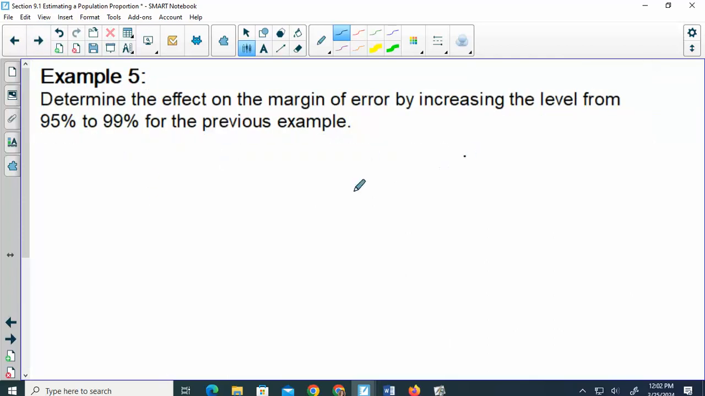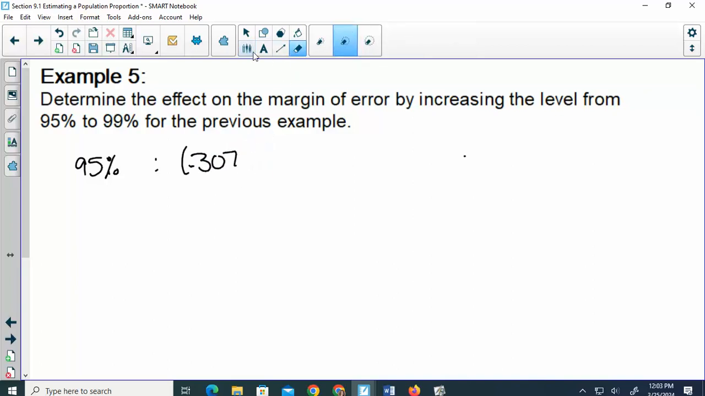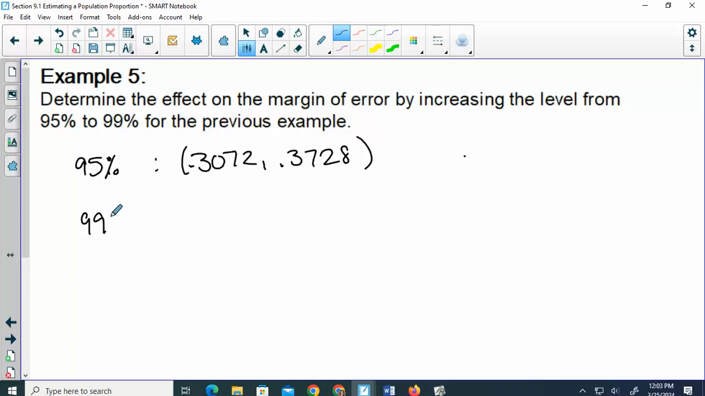So I want to see what happens if I change it to 99%. And I'm going to show you another option here. So we just did the 95%. I'm going to write it down again because I like it all on one slide when I'm looking at it. 0.3072, 0.3728. Now we need the 99%. What should happen to our interval if we're going to be more confident? Yeah, the interval is going to get wider.